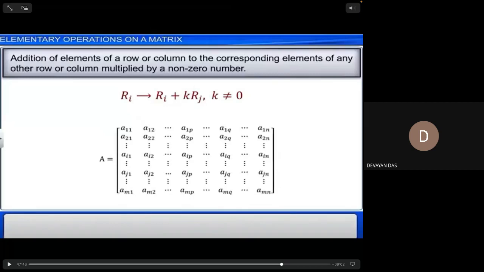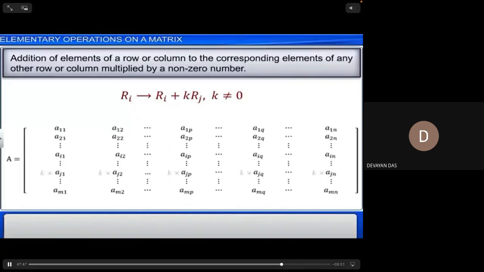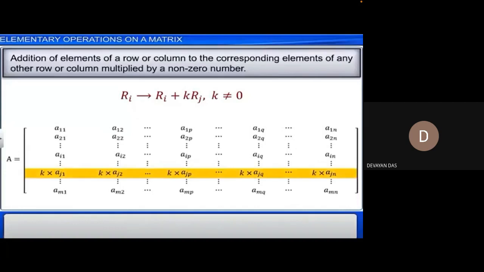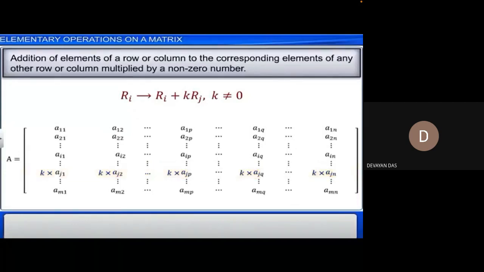Okay, second element I am asking. I'll explain to you. Second element is what here? ai2. In the ith row, the second element I am asking. The second element in the ith row is ai2. ai2 will be changed to what number? ai2 plus k aj2. Yes, k multiplied, and this will be added to the ith row.